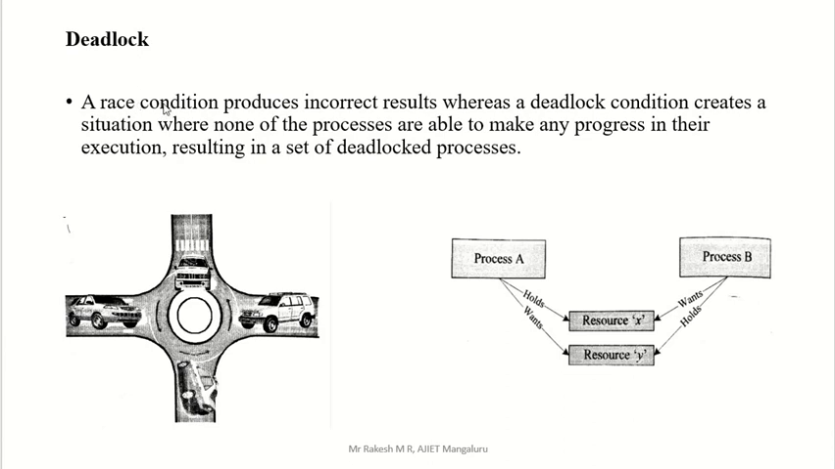In a race condition, two processes or three processes or 10 processes are fighting or competing with each other to get one resource. Because of that, there is a chance of a deadlock condition. Deadlock will create a situation where none of the processes are able to get that resource.